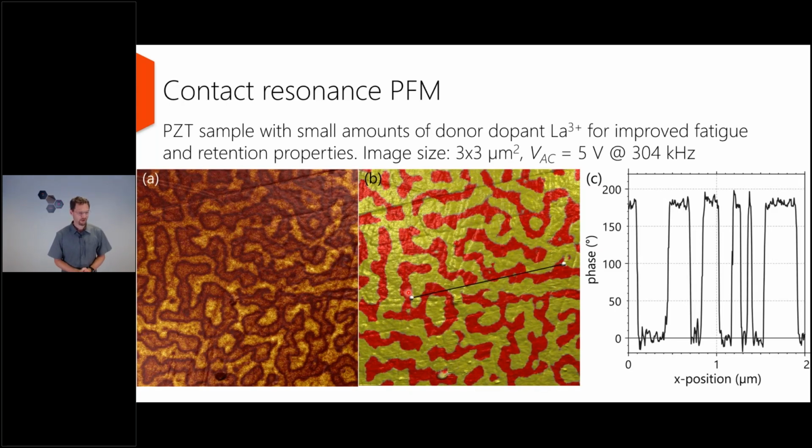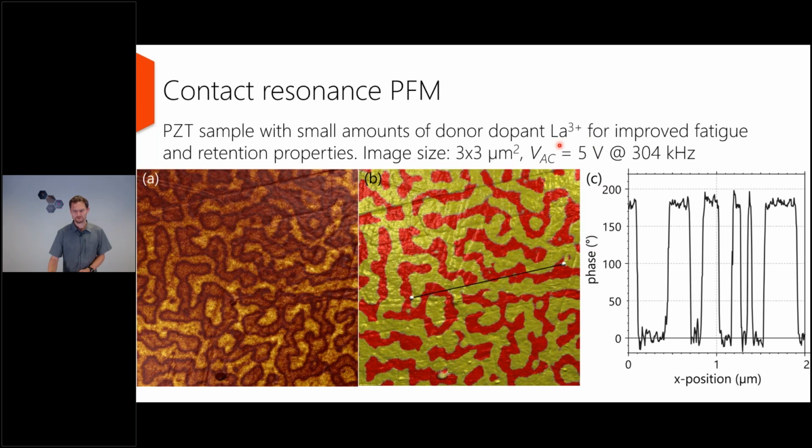This is a measurement that Sergei Maganov did a few weeks ago. He's currently visiting our lab. And here on the left, you see the amplitude, and on the right, you see the phase of a piezo response. It's also a PZT sample with small amounts of a donor dopant, lanthanum 3+, for improved fatigue and retention properties. Size is only 3 by 3 micrometers.